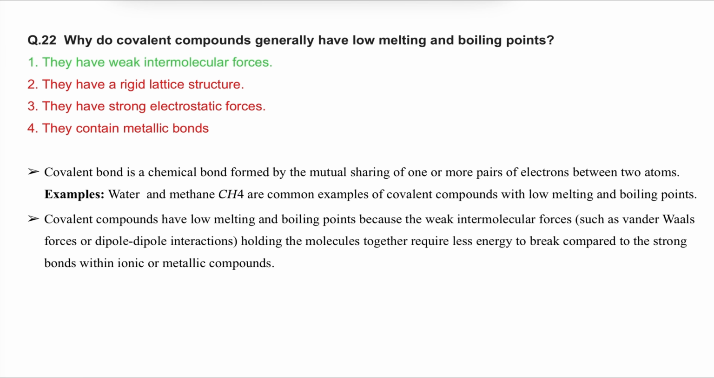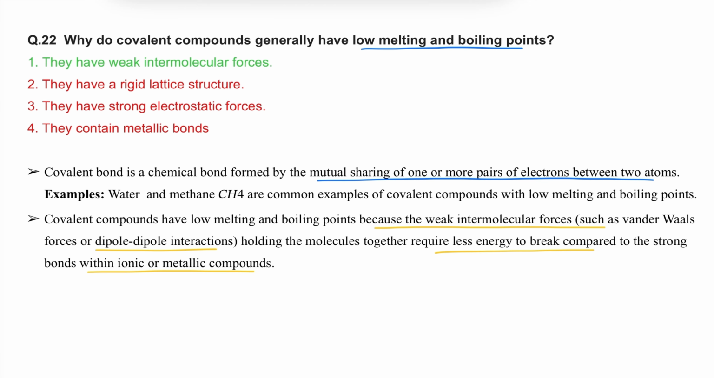Question number 22. Why do covalent compounds generally have low melting and boiling points? A covalent bond is a chemical bond formed by the mutual sharing of one or more pairs of electrons between two atoms. Examples are water and methane, which have low melting and boiling points. Covalent compounds have low melting and boiling points because the weak intermolecular forces such as van der Waals forces or dipole-dipole interactions holding the molecules together require less energy to break compared to strong bonds within ionic or metallic compounds.